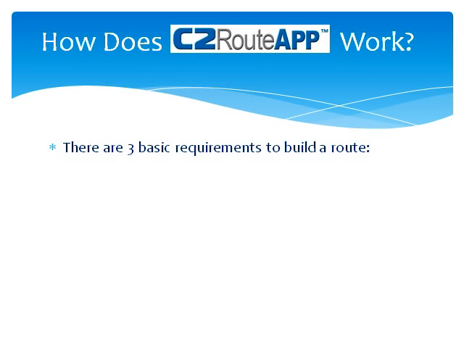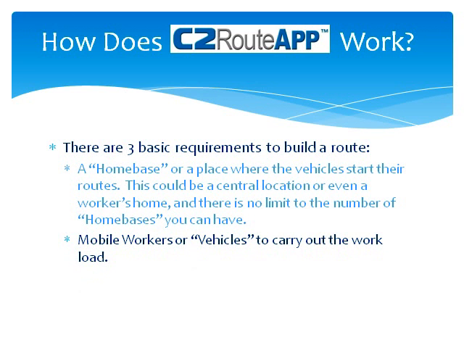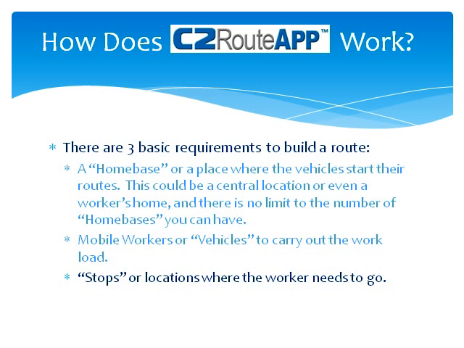So how does C2RouteApp work? There are three basic requirements to building a route. A home base, which is nothing more than the location by which the field worker starts their day. There can be one or a number of home bases. Vehicles or mobile resources such as workers to carry out the tasks that will be assigned in the route. And stops or locations that the field resource needs to be routed to.